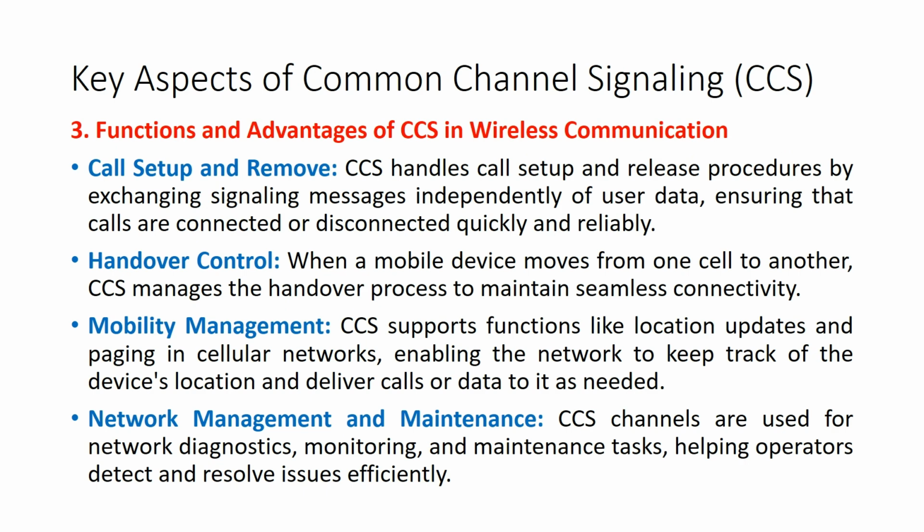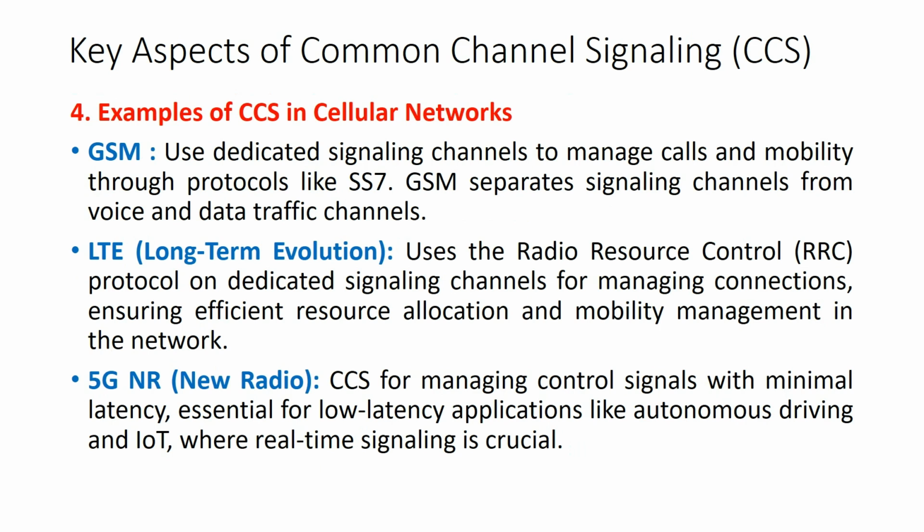The third one is mobility management, where the mobile location updates are done. The fourth one is network management and maintenance, diagnosis of the network. Whether the network is good, or one STP is not functioning, it will go for another network. It will be setting up the networks through the CCS signals. As I mentioned, GSM especially uses SS7 protocols, and LTE and 5G are other examples which use common channel signaling. The RRC protocols are used for the advanced communication systems.